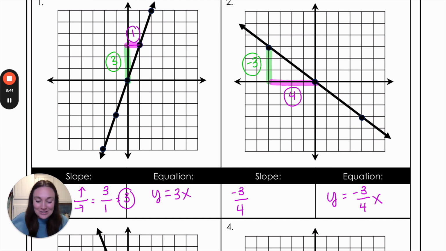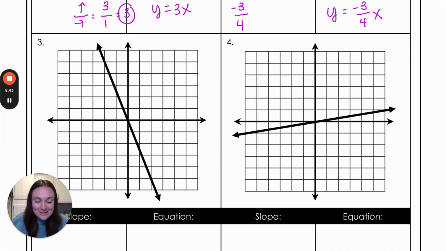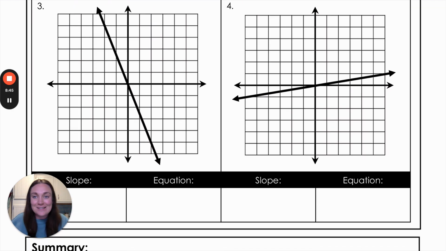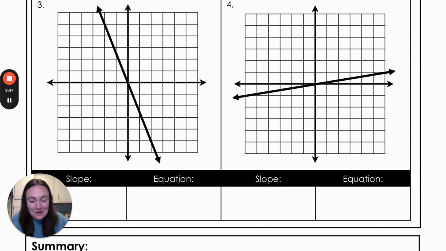All right, for these last two practices, they made it a little trickier because they did not give you those perfect points to start. We're going to have to find those spots on our own. Before we get started, let's look at this. This one is going down from left to right, so I know that my slope should be negative. This one is going up from left to right, so I know my slope should be positive. That's a good check step to put in your head before you ever start putting answers down.